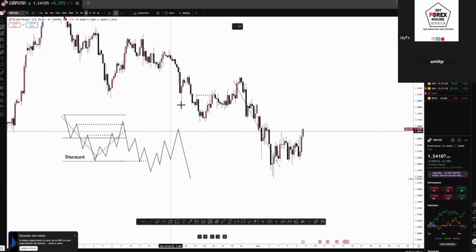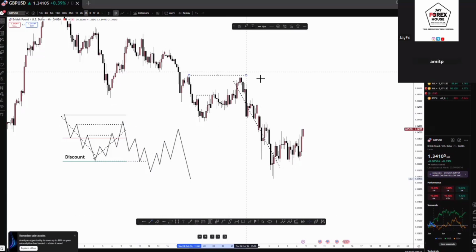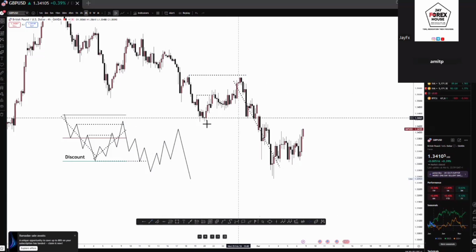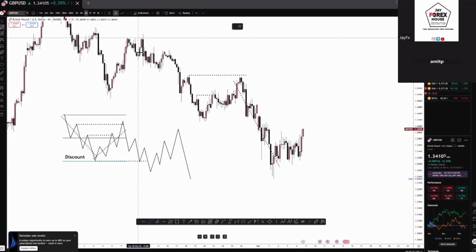And this is what we call internal range liquidity. So sometimes price clears this out, and sometimes price creates more liquidity. So this would be the internal range of this previous range.